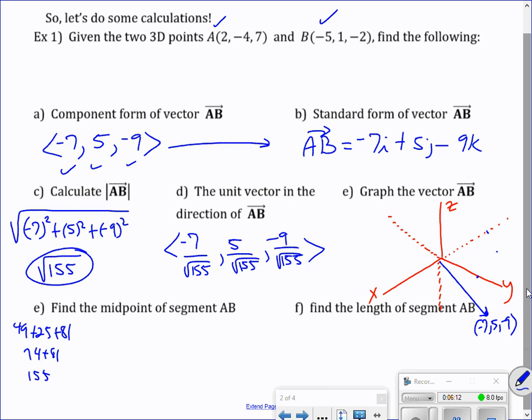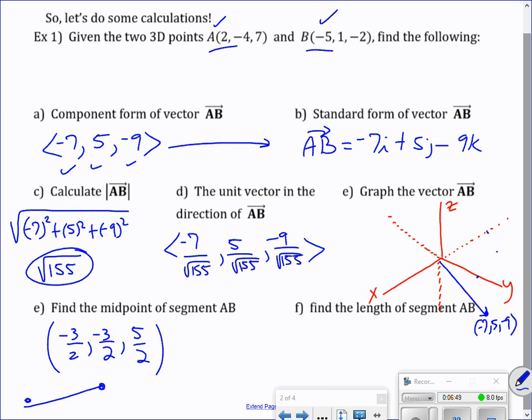All right, so letter E, find the midpoint of the segment AB. So just like with midpoint with 2 points, you have a third number. So the midpoint is where you add them up and divide by 2. So for my A and my B, I have 2 plus negative 5, so the middle would be, add those up to get negative 3 over 2. And then the midpoint of the Y values, negative 4 plus 1, so it'd be negative 3 over 2 again. And then 7 plus negative 2 is 5, so 5 over 2. So that's the midpoint of those places. So basically, you got your 2 points in space, and then the line between, it's the center, like the midpoint of those 2 places. Okay?